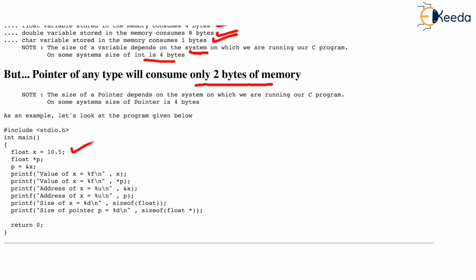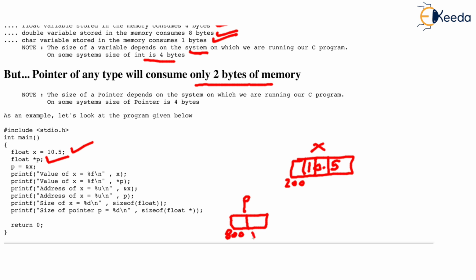Just check x is 10.5. So I will show x somewhere in the memory and it occupies 4 bytes and the value is 10.5, correct? Let's say address where it is stored is 200. So next byte is 201, then 202, then 203. And then there is a pointer. You just check this line of float type. So p is also stored in the memory, but p won't be 4 bytes, p will be 2 bytes. And maybe the address is 800, 801.